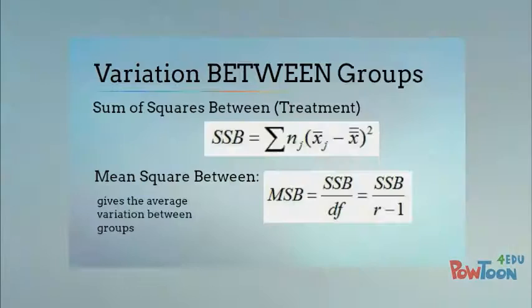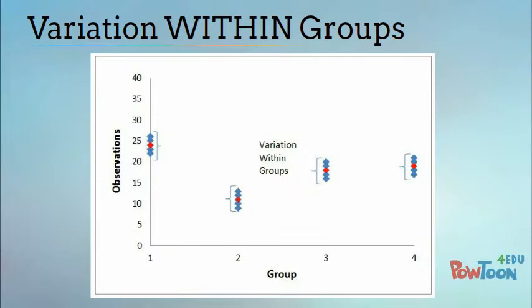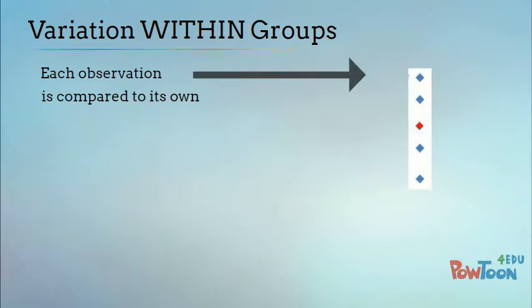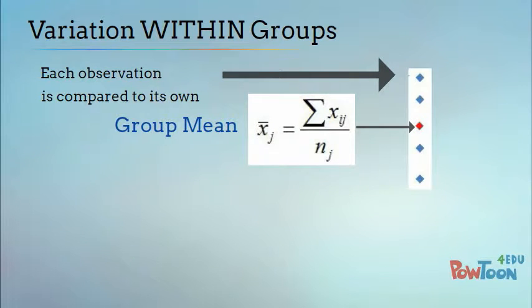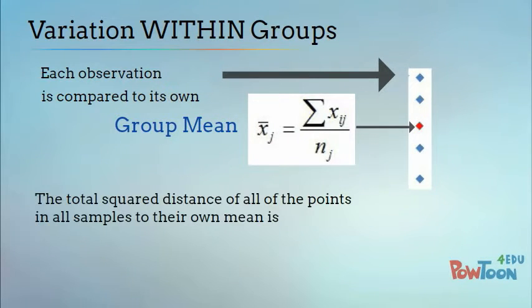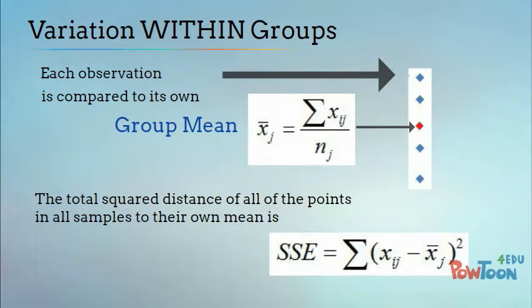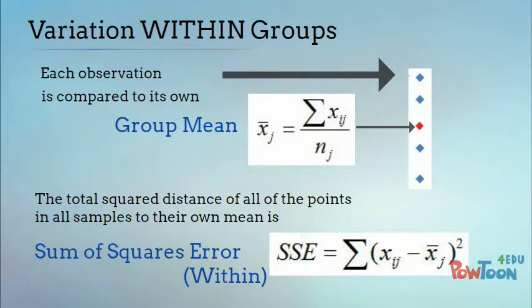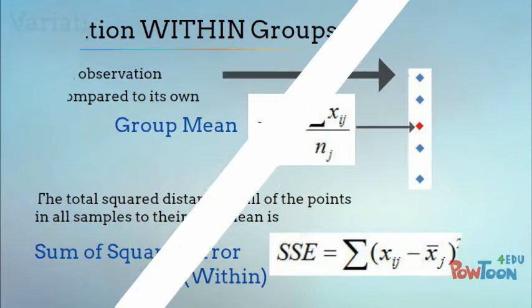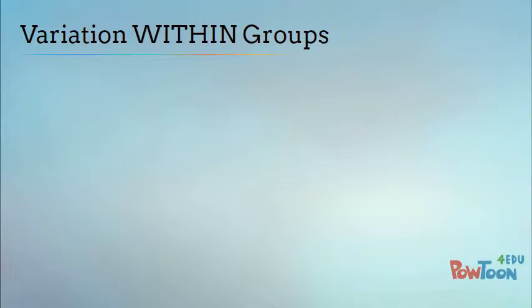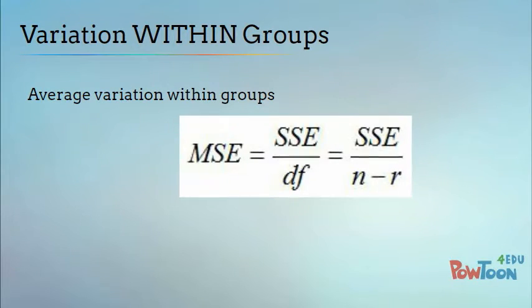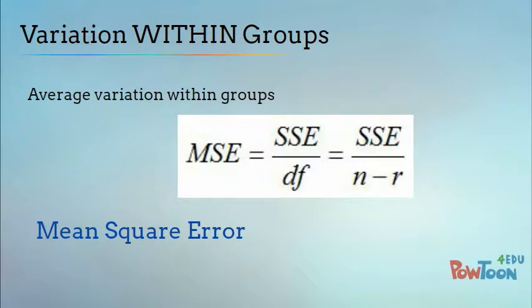On the other hand, variation within groups measures variation that occurs naturally within groups, like a standard deviation. Each observation is compared to its own group's mean. The total squared distance of all the points in all the samples to their own mean is called the sum of squares within, or sum of squares error. We find then the average variation within groups by dividing the sum of squares error by its degrees of freedom, which is n, the total number of observations in all groups, minus r, the number of groups. This is called the mean square error.